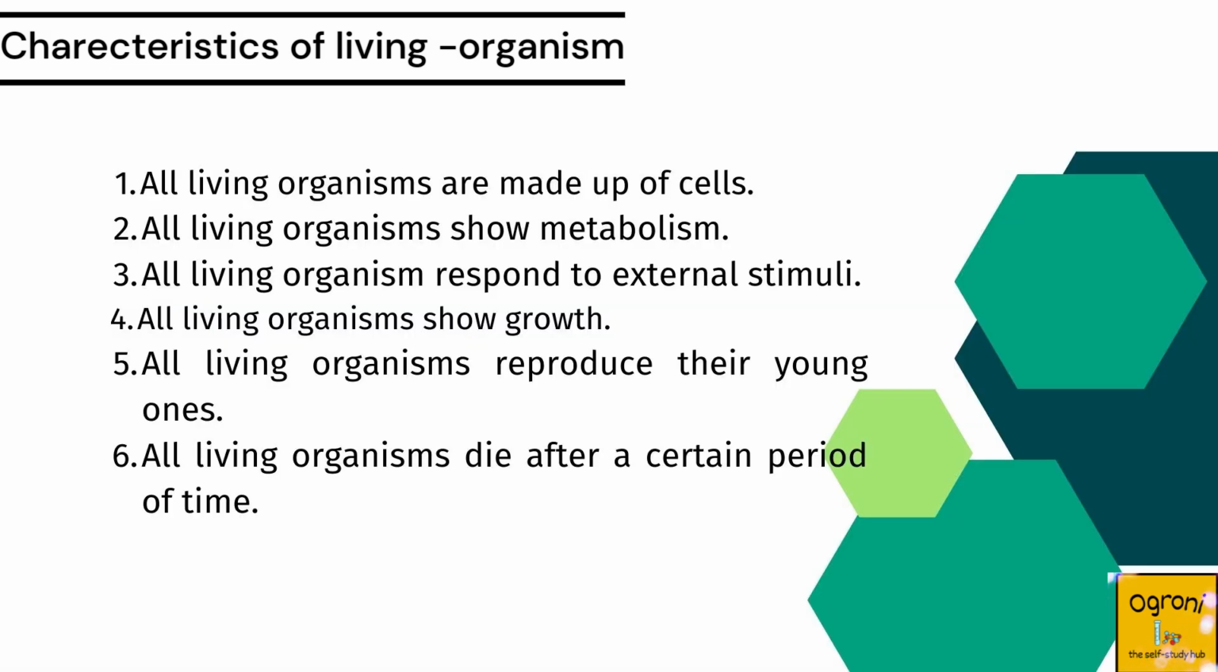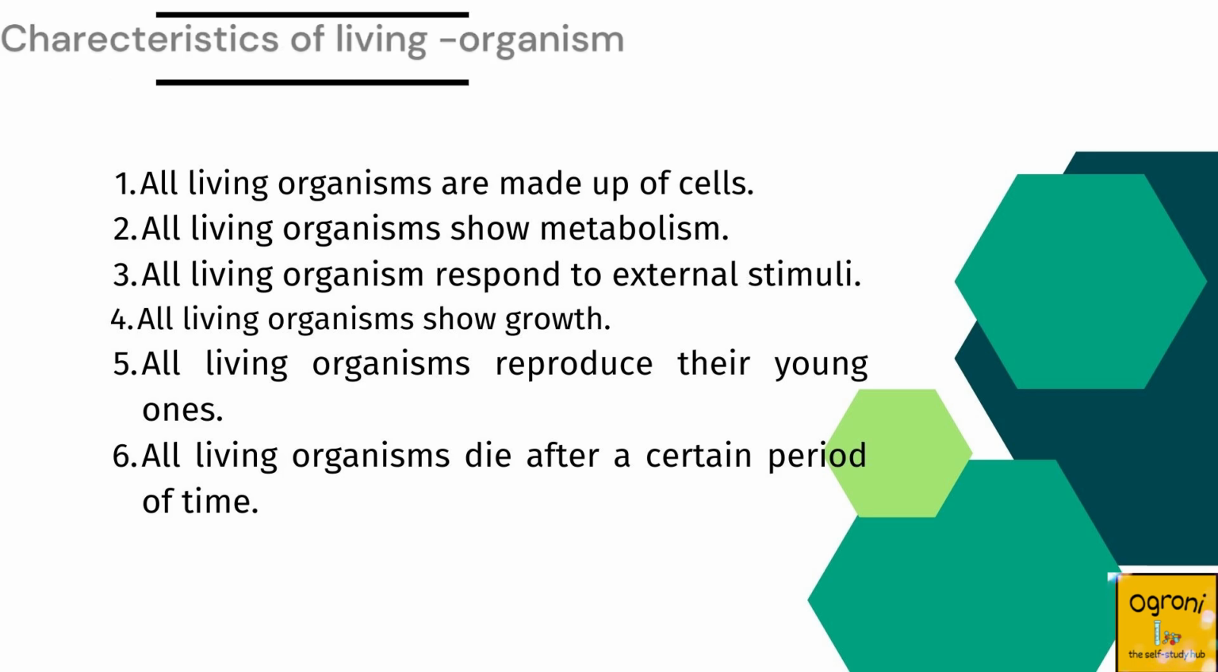Let's summarize the characteristics of living organisms that we have studied so far. Number 1. All living organisms are made up of cells. Number 2. All living organisms show metabolism. Number 3. All living organisms respond to stimuli. Number 4. All living organisms show growth. Number 5. All living organisms reproduce their young ones. And number 6. All living organisms die after a certain period of time.